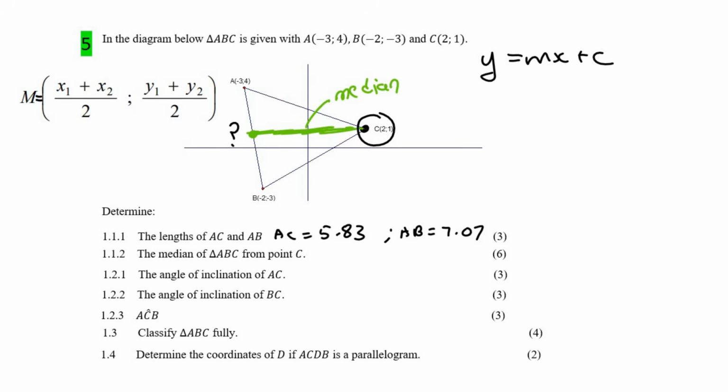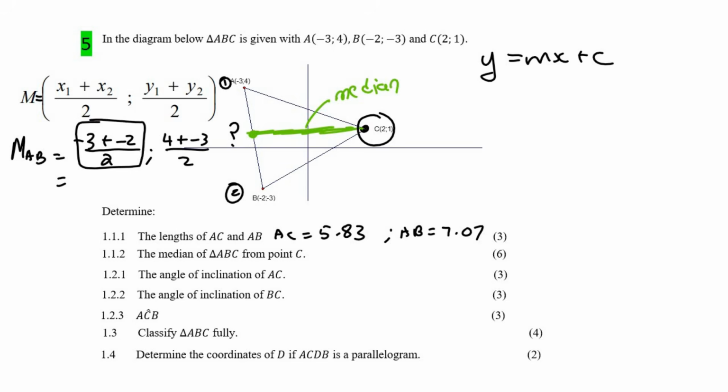And so to find the midpoint of AB, I'm going to use this as point 1 and this is point 2. And then you just fill everything in. So that's going to be minus 3 plus minus 2 over 2, and then 4 plus minus 3 over 2. Then I'm just going to type this part on the calculator. And that's going to give us negative 2.5, and then this one over here would give us 0.5. So now we have some more coordinates. So we've got that one as negative 2.5 and 0.5.